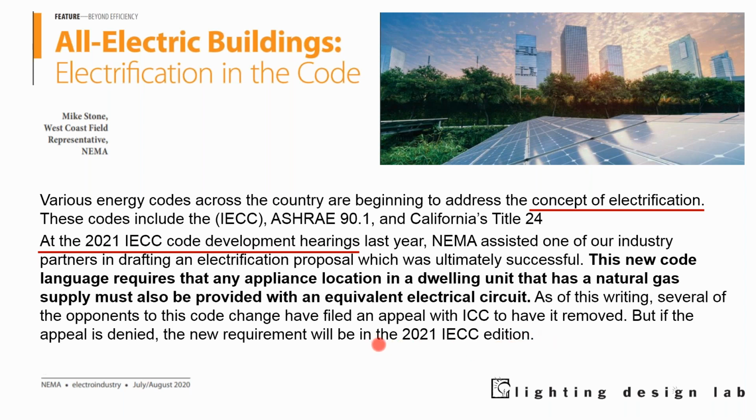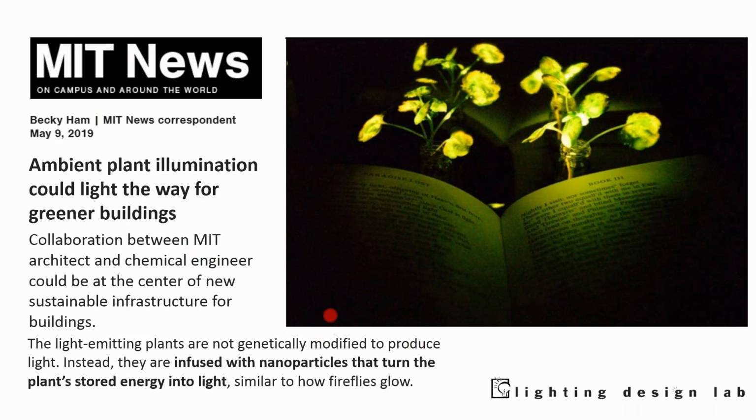Doesn't mean it will be adopted everywhere, but it will be there. So that's interesting to see. And then, it's always something new. Who knows, maybe we won't be using electricity at all. Here's ambient plant illumination that could light the way for greener buildings. This is out of MIT News. And so instead they are infused with nanoparticles that turn the plant's stored energy into light. Not a lot of light right there, but more to come perhaps.